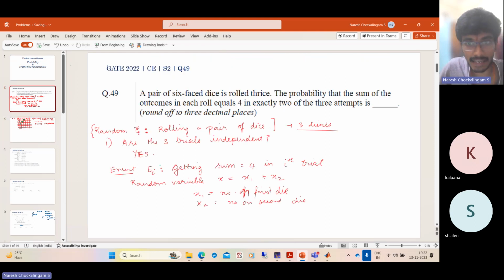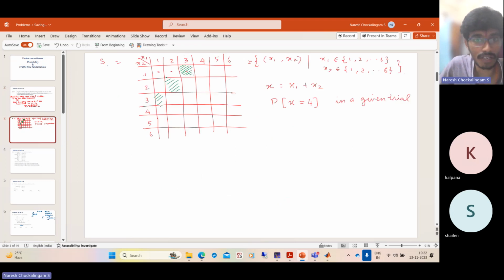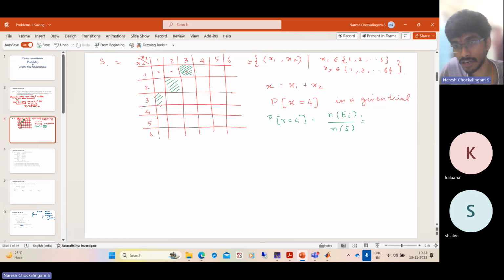So the outcomes which are shaded in green color add up to 4. And we assume that all outcomes are equally likely. Therefore, P of X equal to 4 is the number of outcomes in the event E_i divided by the number of outcomes in the sample space. The number of outcomes in the event is 3, and the size of the sample space is 36. So this is 1 by 12. So P of X equal to 4 is 1 by 12.